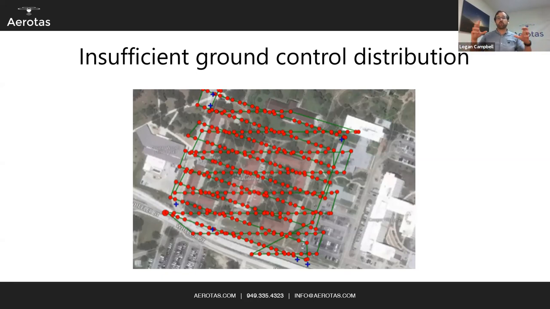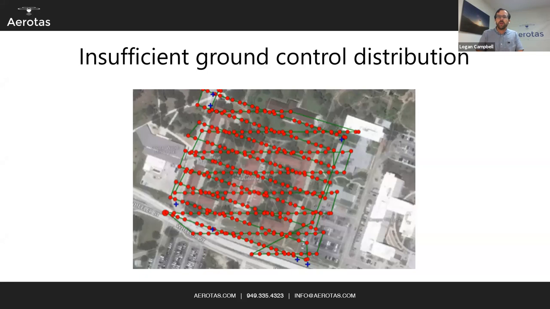But when you only have control on the outer edges, your camera calibration has a lot more potential error to it, and it can introduce what often appears to be a form of doming, where the whole project kind of domes and bulbs up in the middle or down in the middle. And it could be feet off in the middle and you wouldn't even know it because all the quality reports would actually, again, check out. So this is another thing that a photogrammetrist has to look at and be able to identify.